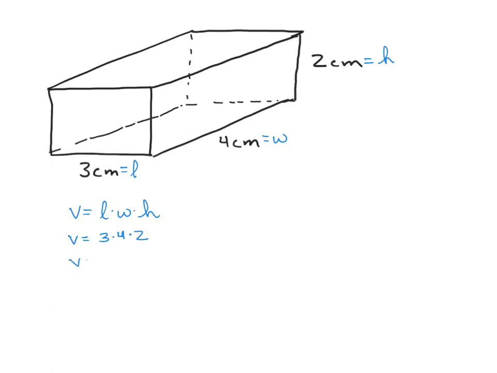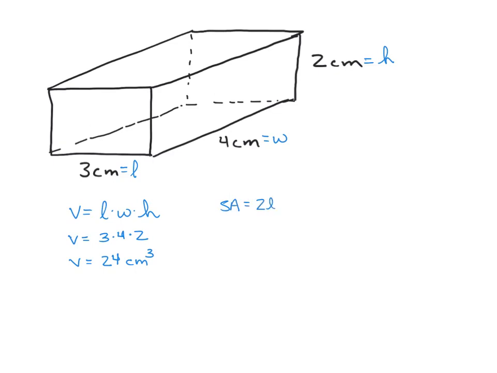And if we multiply that out, we get 24. We include our units. We have centimeters times centimeters times centimeters. That's 3. And so we get 24 centimeters cubed. So our volume is 24 cubic centimeters. Let's go ahead and look at our surface area now.